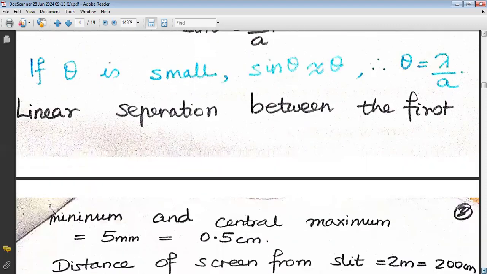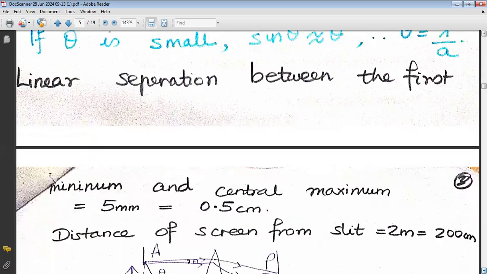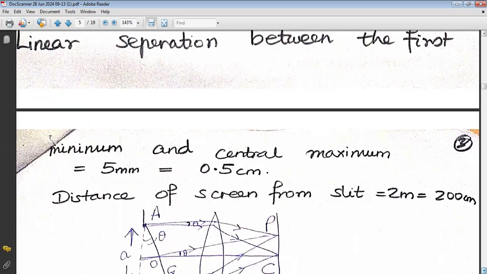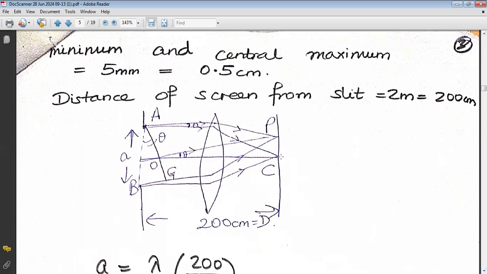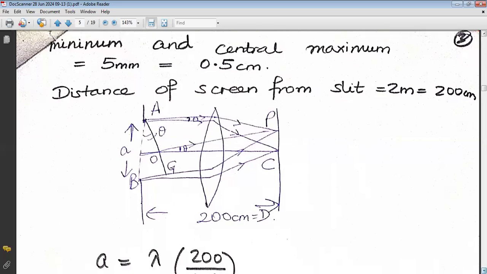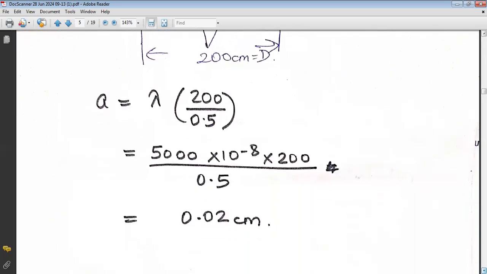Linear separation between the first minimum and central maximum is 5 millimeter, that we change into centimeter. The distance of screen from slit is given as 2 meter, which is 200 centimeters. This is where the central maxima comes, followed by secondary maxima and minima on other side. This is the slit width a. This is the distance 200 centimeter that has been given to you. Straight away put the values in the formula and you get the answer.